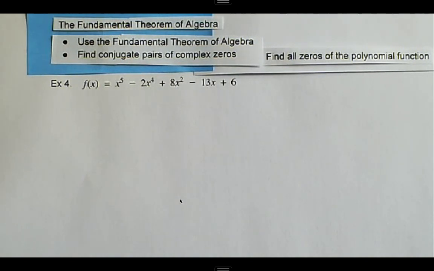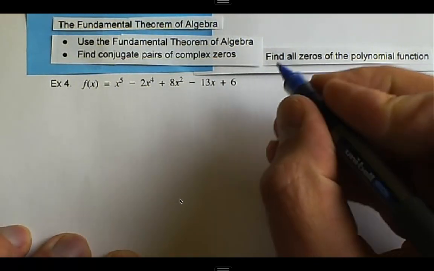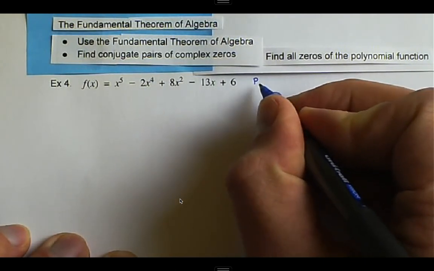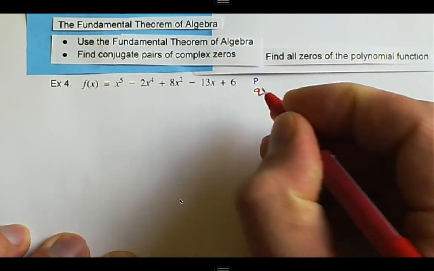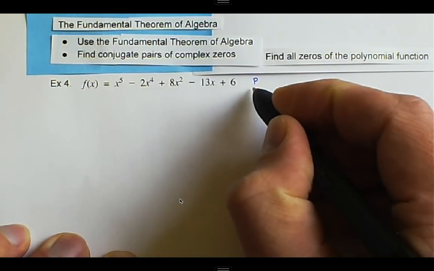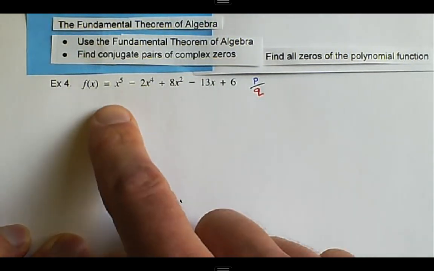We're talking about the fundamental theorem of algebra, and we want to find all the zeros of the polynomial function. And so we know that we want to do synthetic substitution. So we can say P divided by Q, and that will help us decide what the factors are that we can check for our rational roots of this given polynomial function.